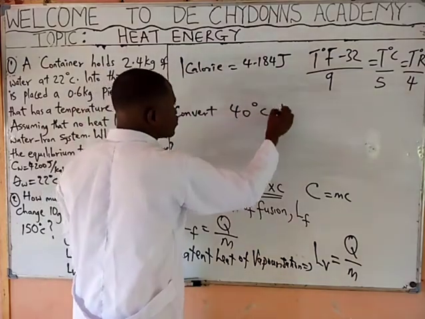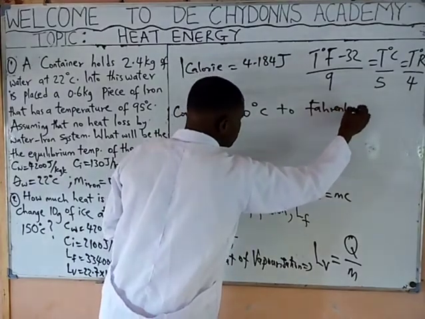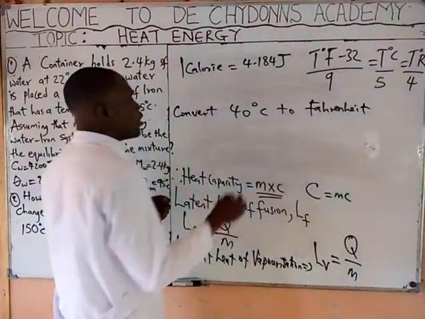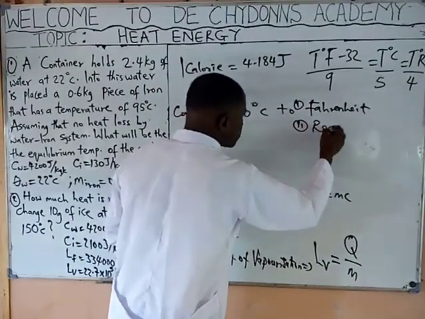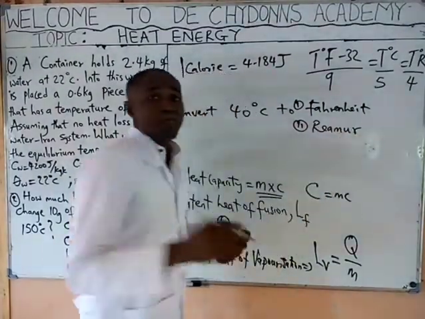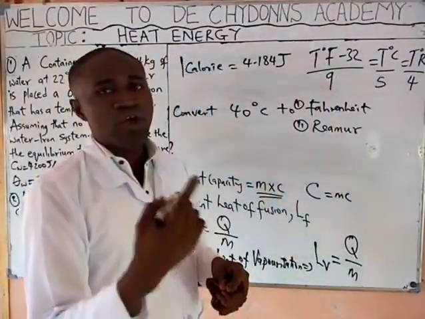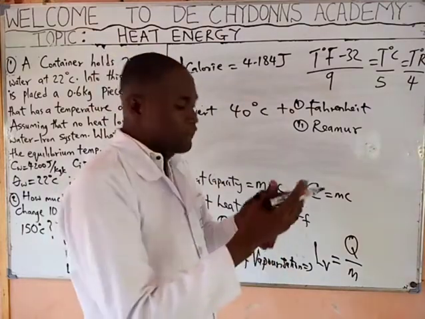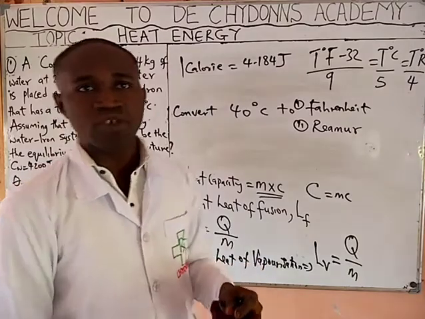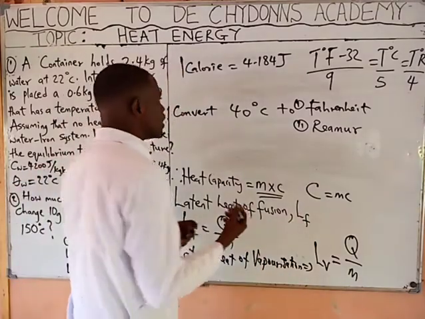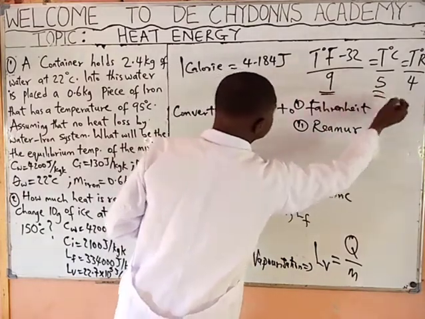40 degrees Celsius to Fahrenheit, or convert 40 degrees Celsius to Reaumur. Reaumur and Fahrenheit are units of temperature. Fahrenheit, Celsius or centigrade, Reaumur, they are units of temperature, even Kelvin. So what you do is that to Fahrenheit, you compare this with this.